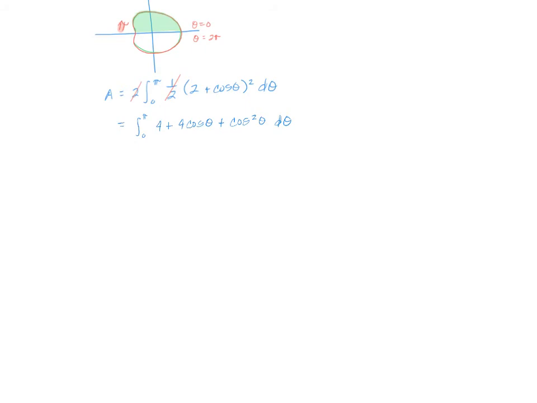And I'm doing this just because I don't know how to integrate 2 plus cosine theta quantity squared. So I know how to integrate 4 and 4 cosine, but I don't know how to integrate this cosine squared. So I'm going to use a trig identity that says cosine squared is equal to 1 plus cosine of 2 theta over 2, which is just equal to 1/2 plus 1/2 cosine of 2 theta.